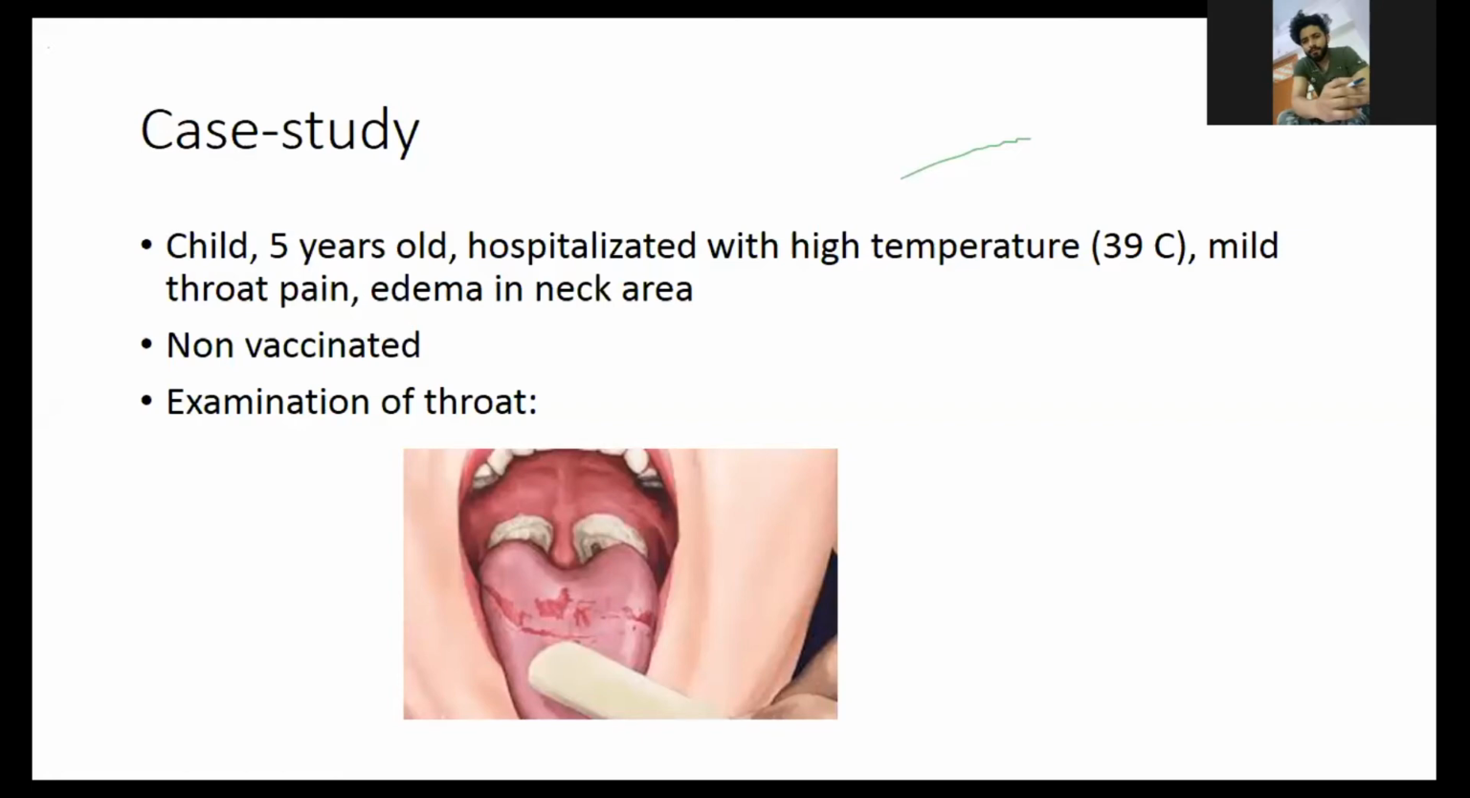Okay. Next, for differential diagnosis, I told you that if you try to remove the film, it's very difficult. First we give antitoxin. You will detect drops of blood. Yes, ma'am. Because there is severe damage of the tonsil membrane. Okay, next question.